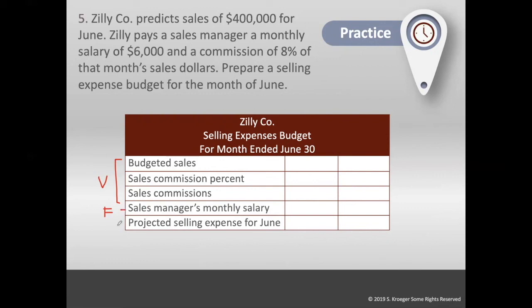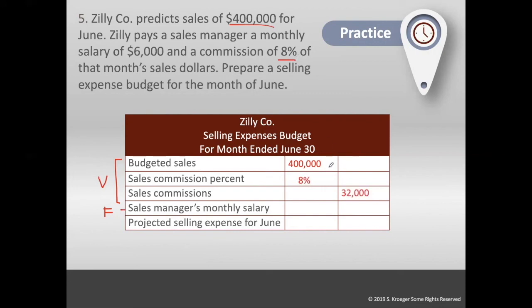To calculate the variable portion, we'll first begin with the budgeted sales for the month. How much is that? It would be the 400,000. We will then multiply that by the sales commission, which is how much? It's 8%. And when you multiply that, you get 32,000.